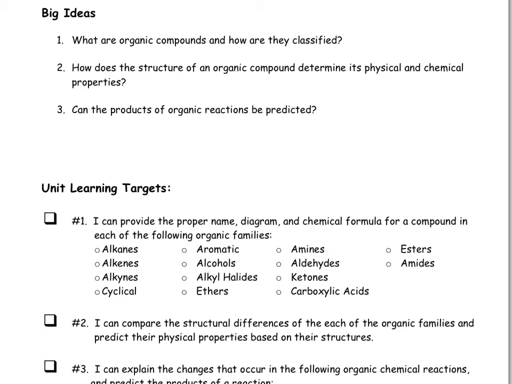In this lesson, we'll tackle big idea number 1 and number 2. So, how are organic compounds classified, and how does the structure determine its physical and chemical properties? We're going to start with learning target number 1. After today's lesson, you can provide the proper name, diagram, and chemical formula for a compound in the alkane family.